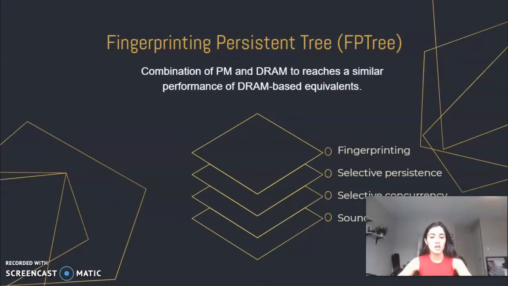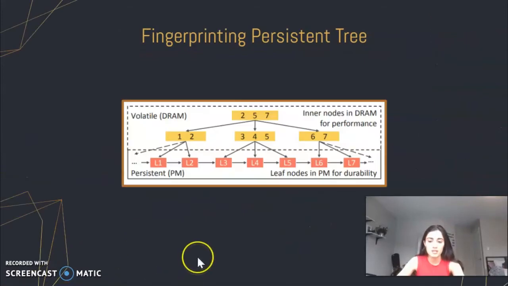So the first tree that we're going to talk about is the fingerprinting persistent tree, FP tree for short. This is a combination of PM and DRAM that reaches similar performance to DRAM-based equivalents. As you can see in the graph, FP tree uses a technique called selective persistence, where it stores inner nodes in DRAM and leaf nodes in persistent memory. Compared to transient data structures, leaf node access is slightly more expensive, but FP trees allow for fast inner node lookup while simultaneously maintaining data persistence.